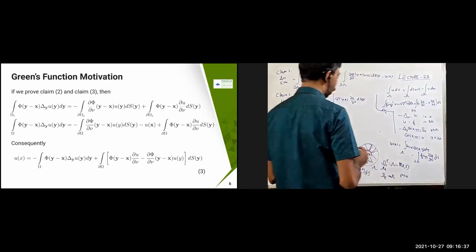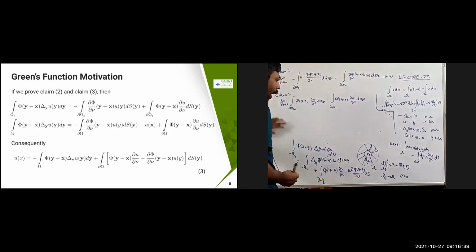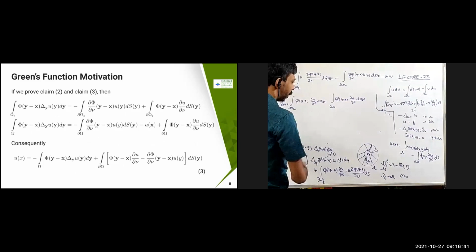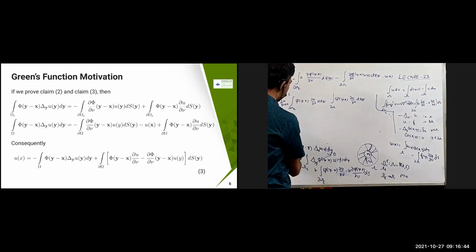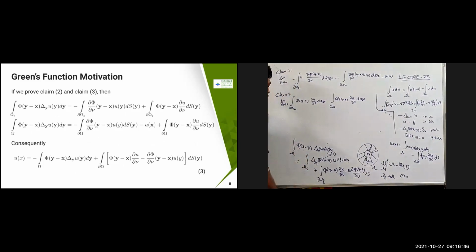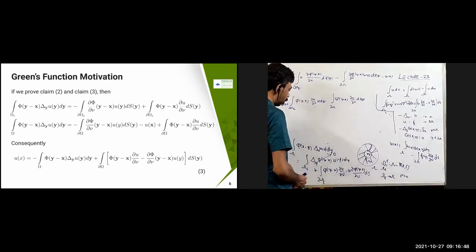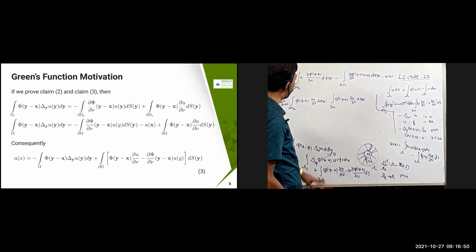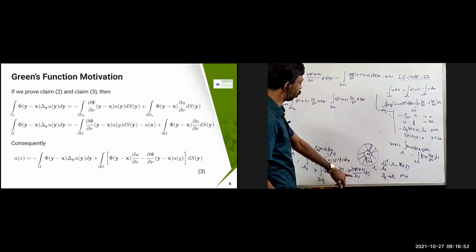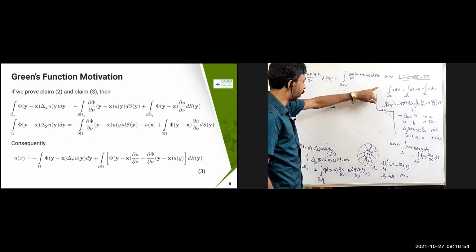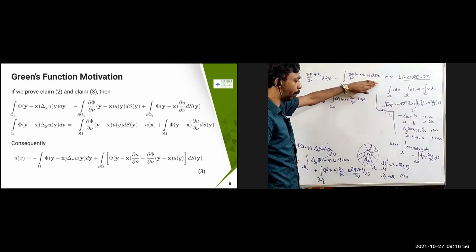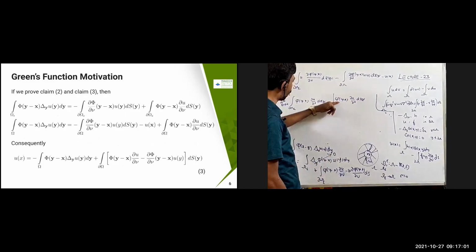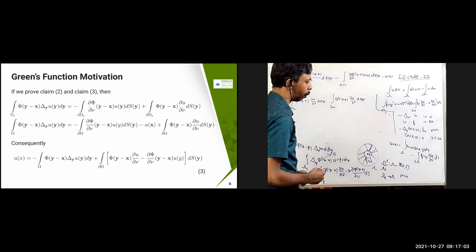So if I claim that, what is going to happen? This is going to become pi of x minus y, this is going to become epsilon, and this is already 0. And this is going to be dou omega minus u of x. So there is a u of x term that is going to come, and here this term is as it is. There is no problem over there.